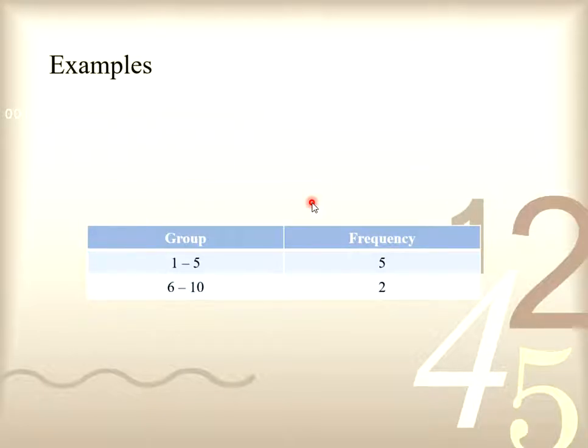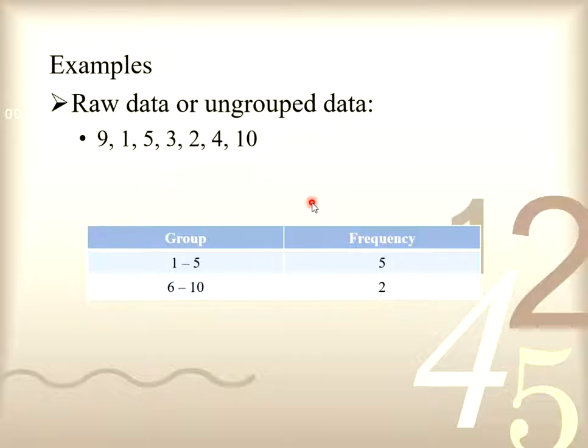Okay, so examples. This is the raw data we got: 9, 1, 5, 3, 2, 4, and 10. So, let's group it. How many groups do we have here? 1, 2. Let's see how many fall within 1 to 5. 1. Does this fit? 2, 3, 4, and 5. So, 5 data points fall in our first group, which is 1 to 5. Then, 6 to 10. How many fall here? 6, none. So, 7, 8, 9, 10. So, only two. 5, then 2.